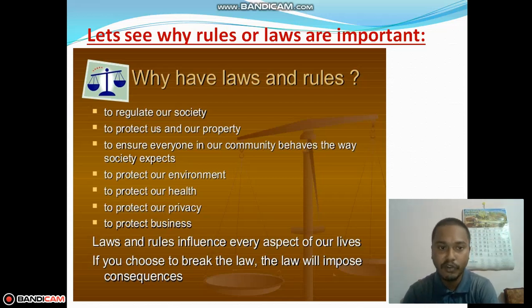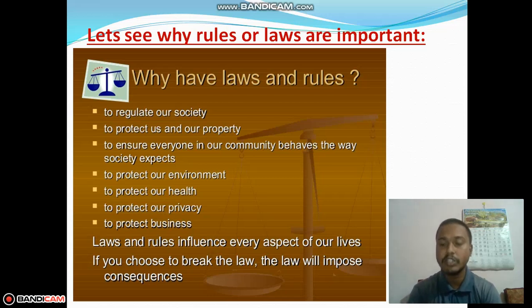because these laws are there, everyone behaves uniformly. To protect our environment, natural resources laws, so that nobody can come and dig out and take away our things or cut down the trees. To protect our health, in the health system there are so many laws. To protect our privacy, our information, everything. To protect business, so that any business which has some mischief cannot go to doom or close down.